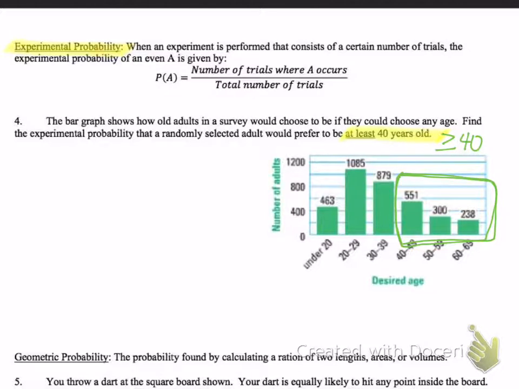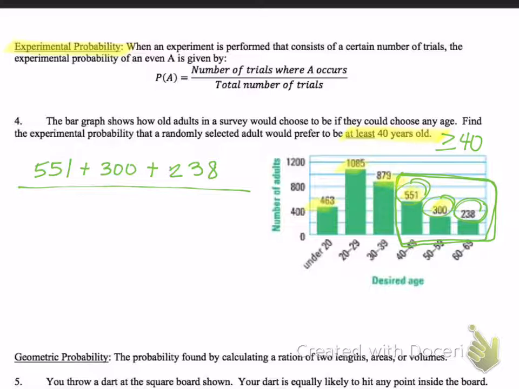Convinced. Okay, anyway, so I'm going to take all of the totals, which is 551 plus 300 plus 238. And then I'm going to put that over the total number of trials, so the grand total. So I'm going to add up every single person because they were mean and didn't tell me how many people were surveyed. So I'm going to add up 463 plus 1085.